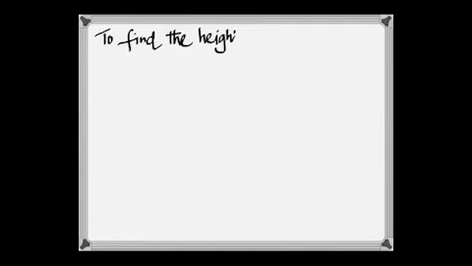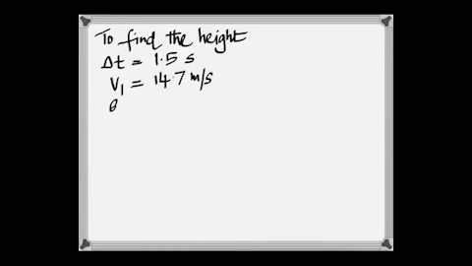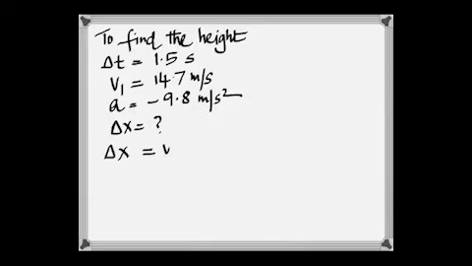Hold on. To find the height, delta t is 1.5. V1 or V0 is 14.7. A is negative 9.8 because it's going up. And delta x is what you're looking for. So again, it's the king. Plug the numbers in. Do not make a mistake, and you have the answer.